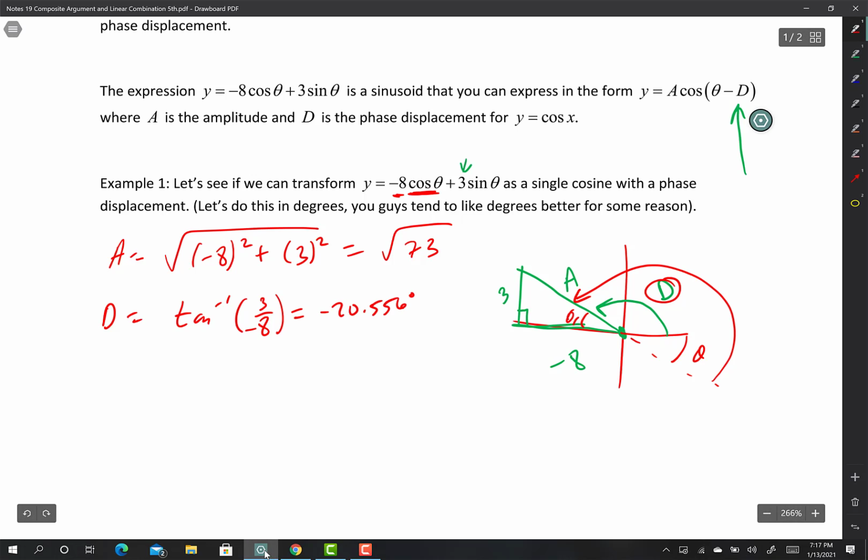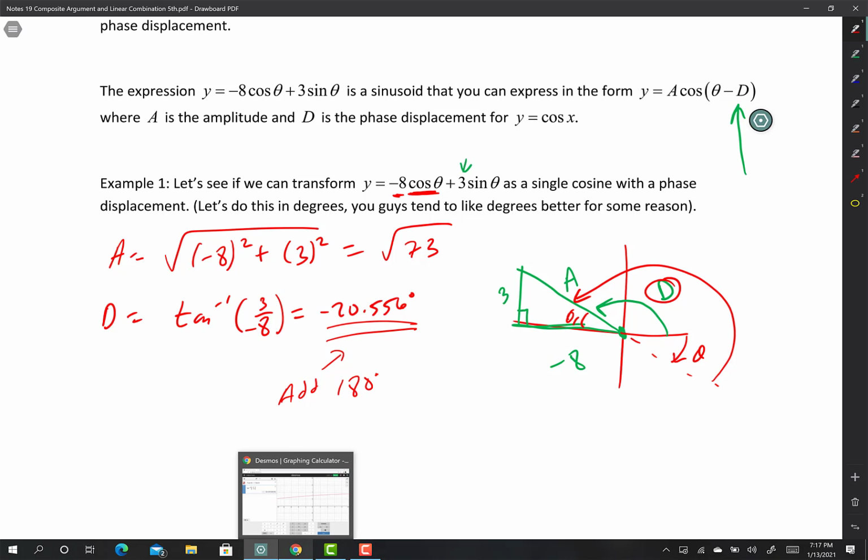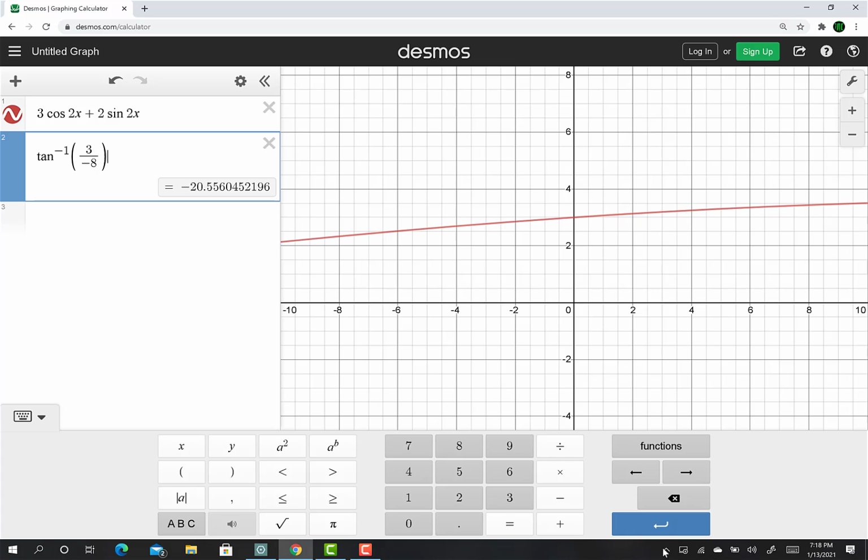-20.556 degrees. But we're not in quadrant 4. That's also the reference angle there, guys. Take away the negative, 20.556. We're not in quadrant 4, we want to be in quadrant 2. So add 180 to that. So when I add 180, I'm just going to push plus 180. Oops, I didn't need to put an equal sign. It was already given to me. 159.444.